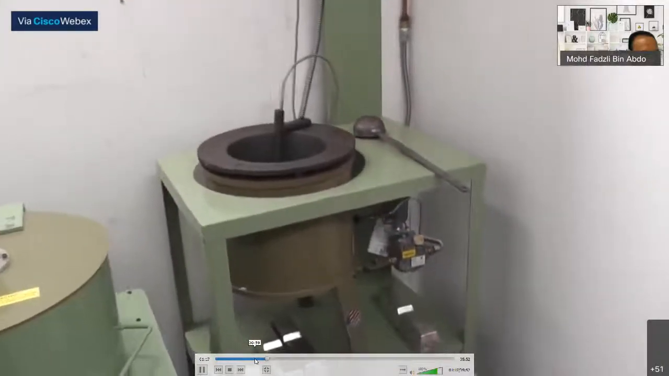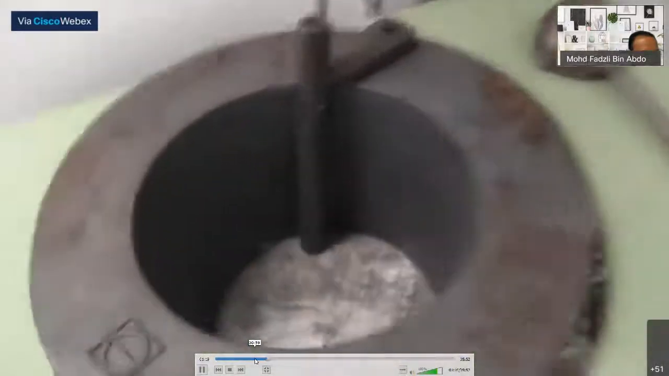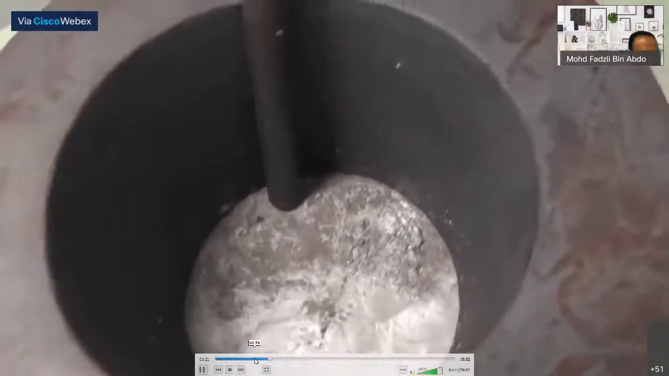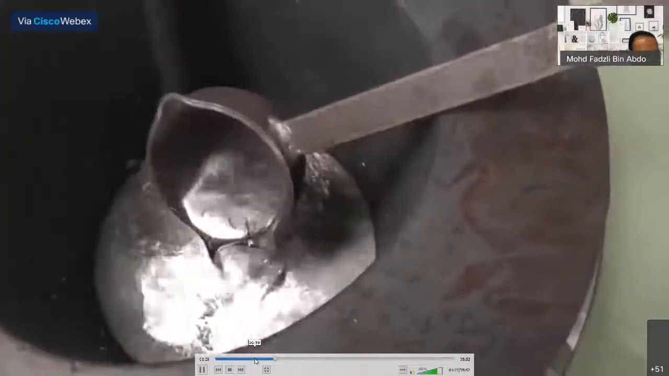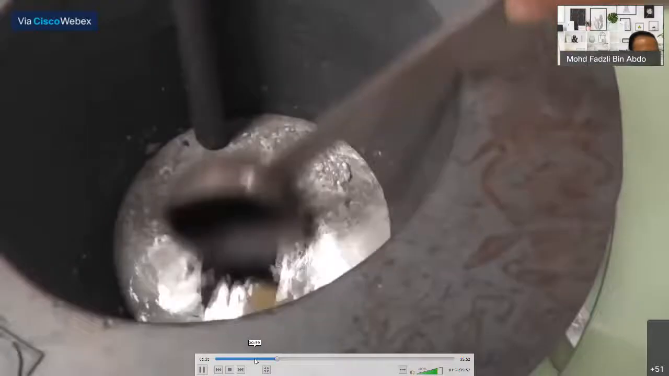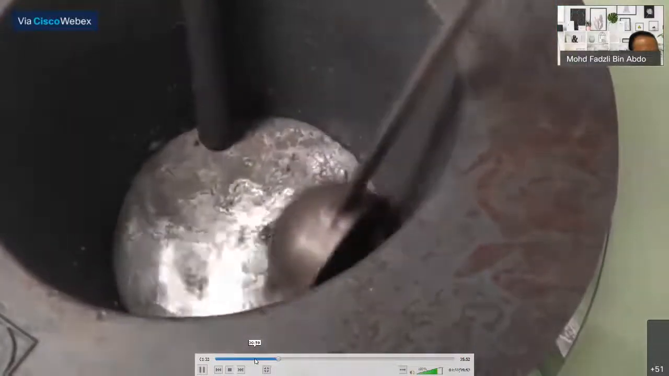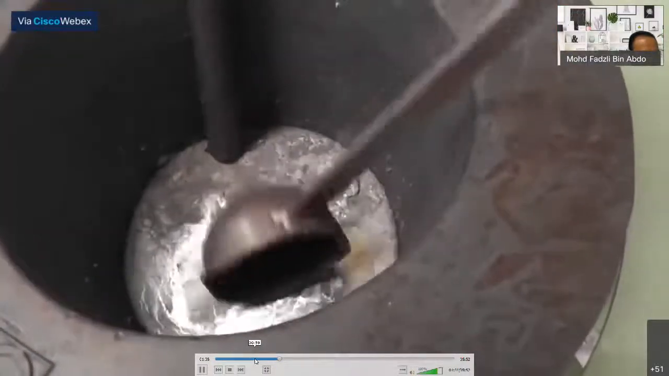It's not 100% perfect. Now if we have a look in here, this white metal looks a little bit gunky, but if we clear this top surface away, that slag on the top, it's actually really clean. So I need to clean off that slag. It needs to be done periodically.